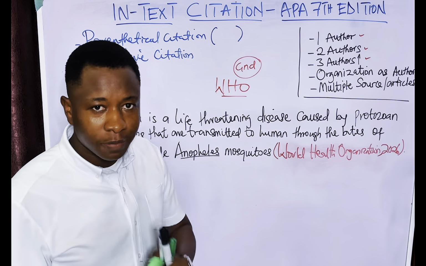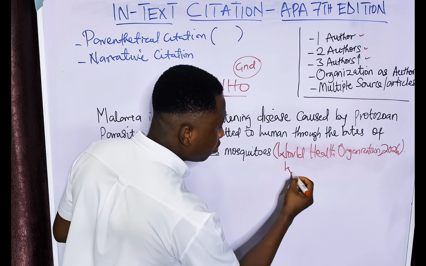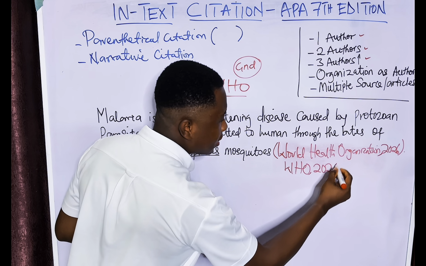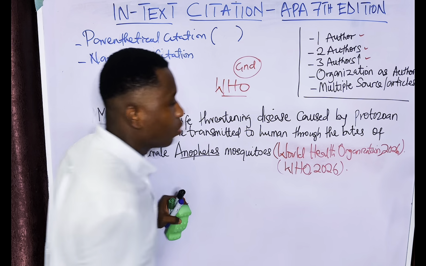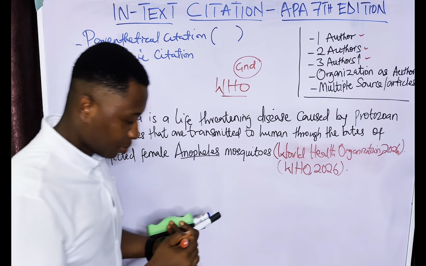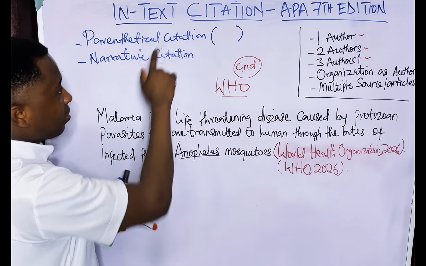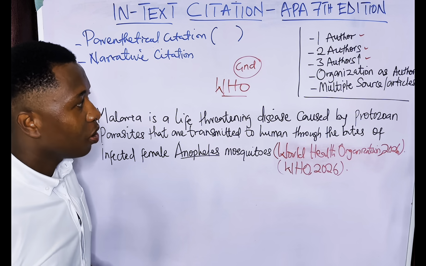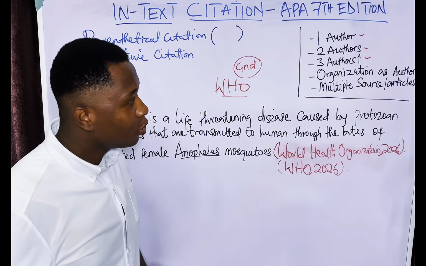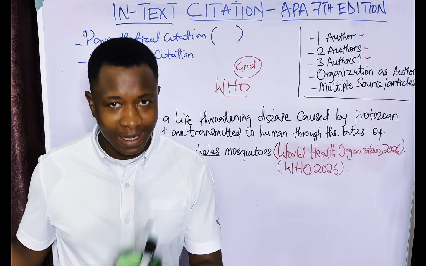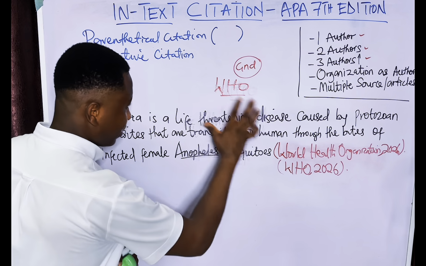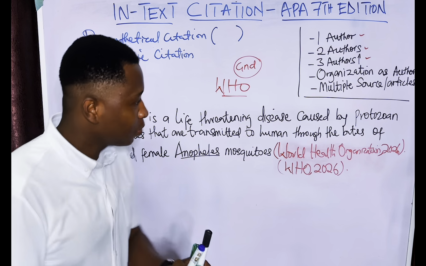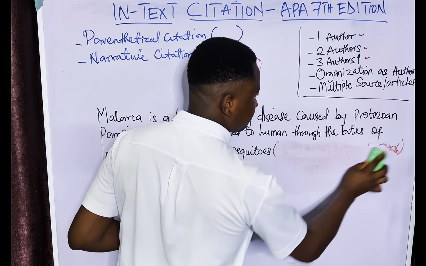But subsequently, you can now use WHO, comma, 2026 in parentheses. So that's how you cite an organization using the parenthetical citation. Let's move to multiple sources or articles. For this one, it's assumed that we want to cite more than one article. Let's assume that this text came from more than one article, more than one source.